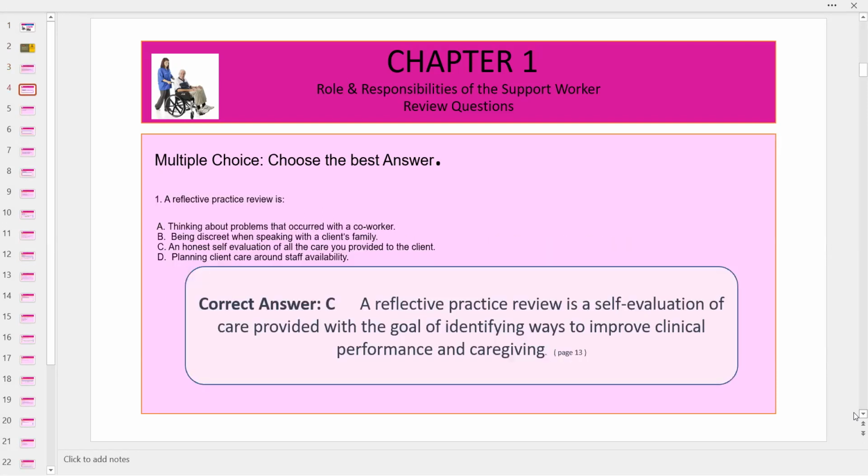The correct answer is C. A reflective practice review is a self-evaluation of care provided with the goal of identifying ways to improve clinical performance and caregiving.